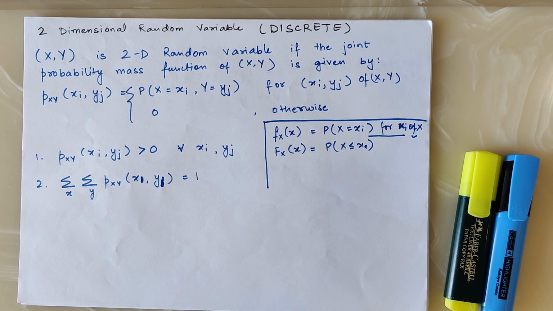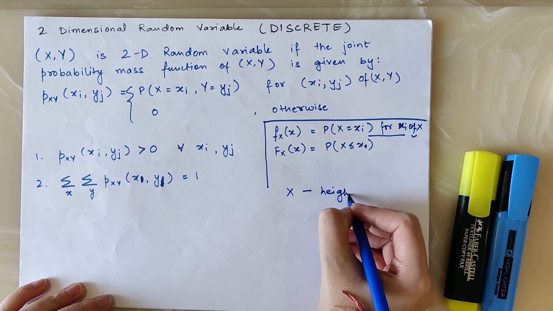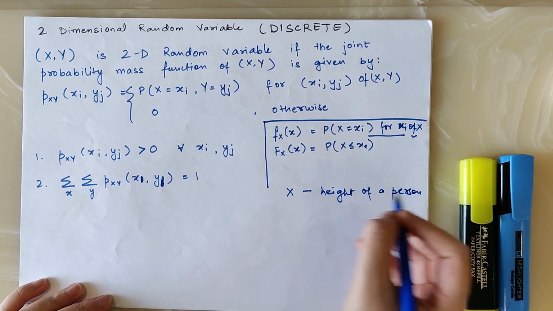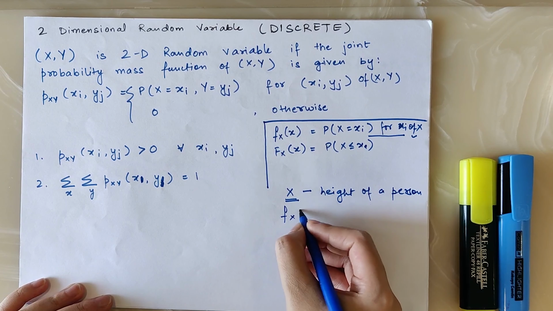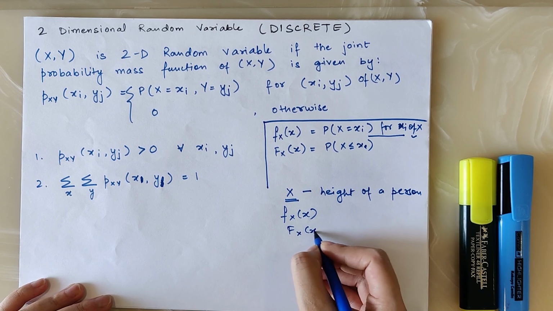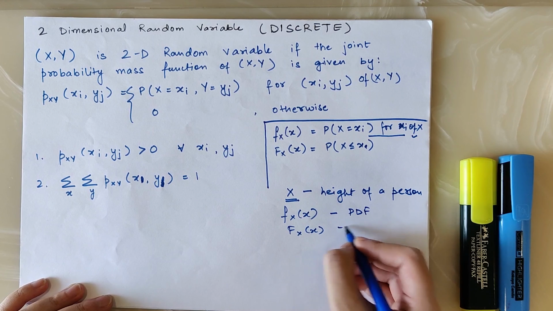Firstly, let's consider an example. Let's say we want to record only the height of a person. Let's say x is the height of a person. So in this case, our x is a discrete random variable with, let's say, pdf equal to f of x and cdf equal to capital F of x. This is the pdf, this is the cdf.